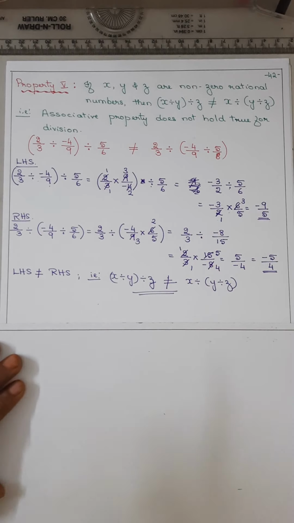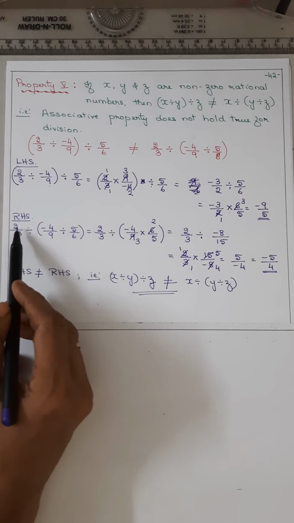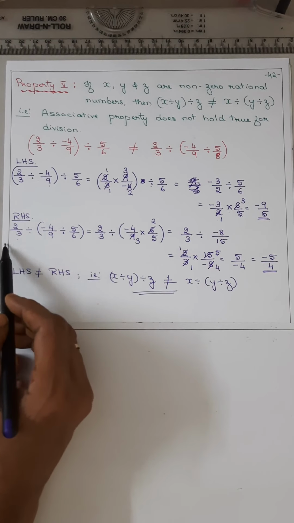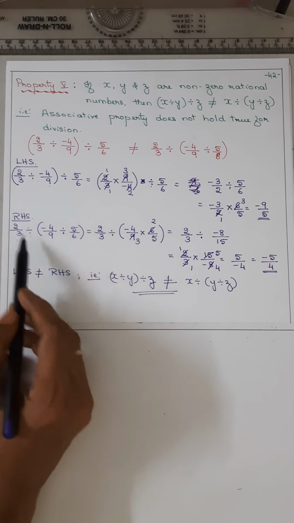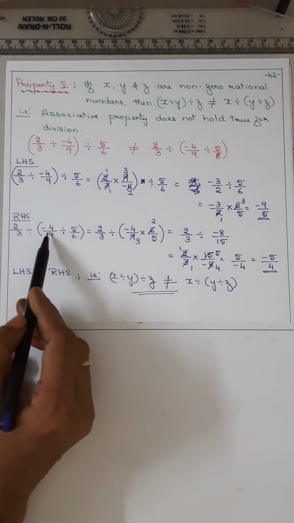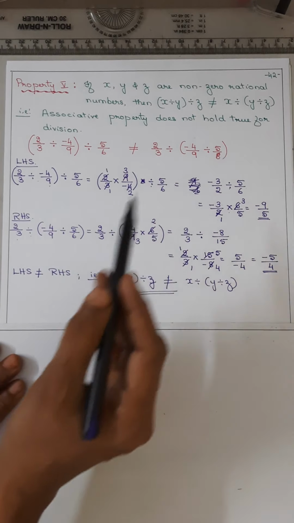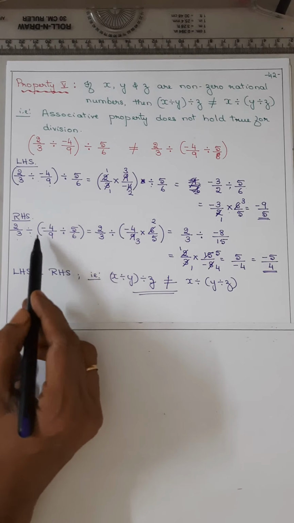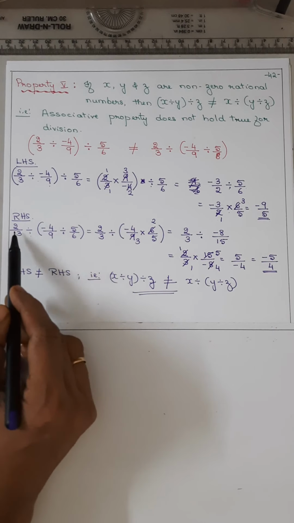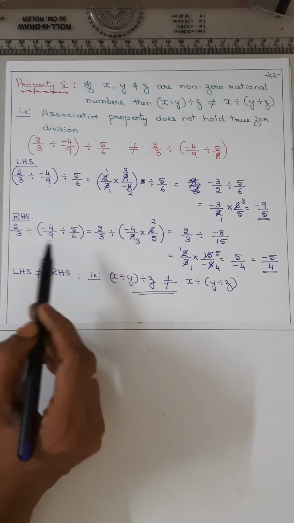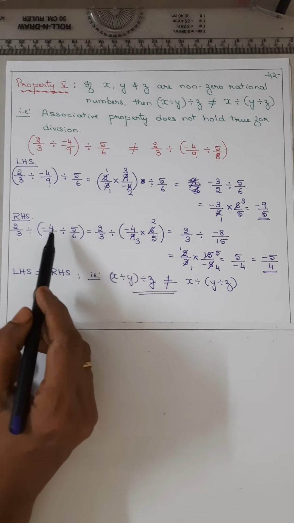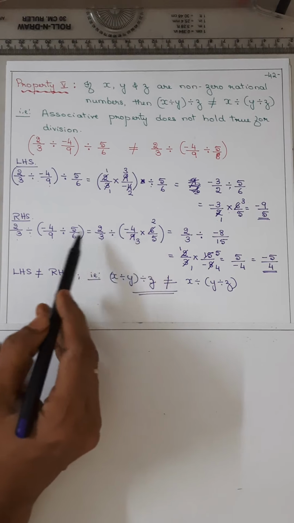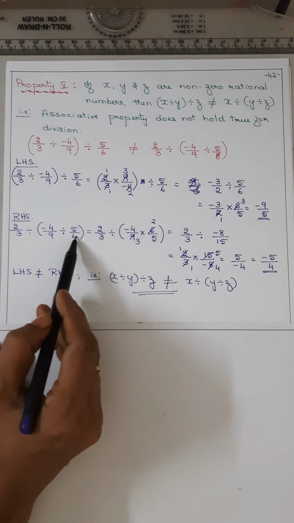Now for the second one, the RHS, 2 by 3, we have to write first, then division, bracket open, minus 4 by 9 divided by 5 by 6. So you have to solve second and third. The 2 by 3 as it is rakho, divided by sign minus 4 by 9 into 6 by 5.